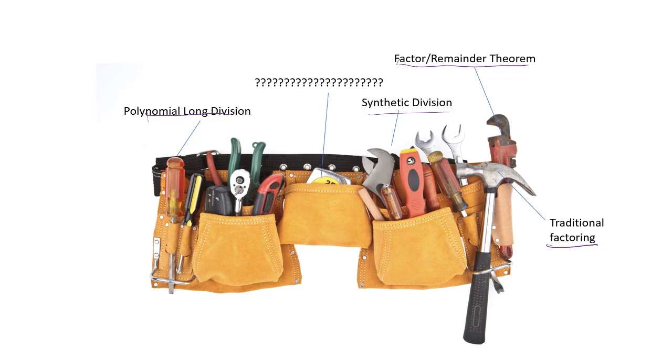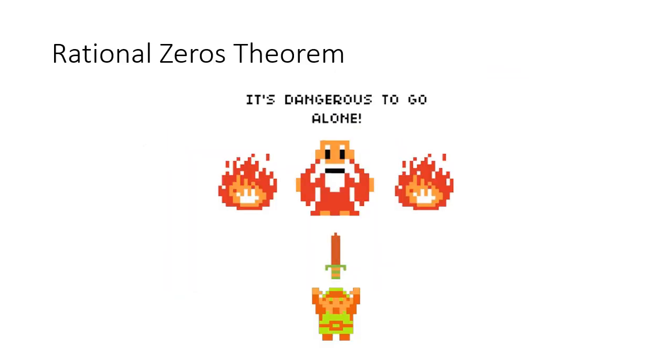So in the event that we are not given a factor, and we have a higher degree polynomial, there needs to be some other tool that I can refer to for breaking that polynomial apart. What were the things that needed to be multiplied together to create this polynomial? And that tool is the Rational Zeros Theorem.